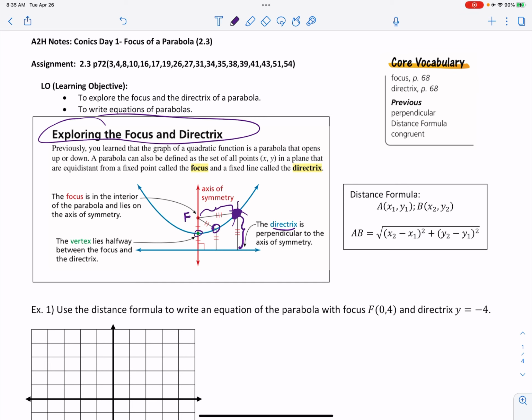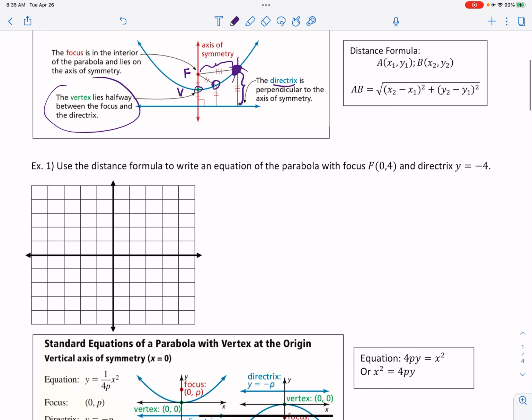This point's equally distant from the focus and the directrix, and it is known to be the vertex. The vertex lies halfway between the focus and the directrix. And every point on that parabola will have the same distance to the focus as it does to the directrix. And that's how you define the locus of points, or the set of points that determine a parabola.